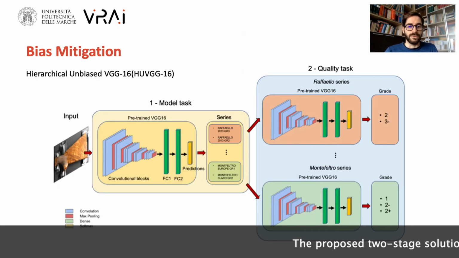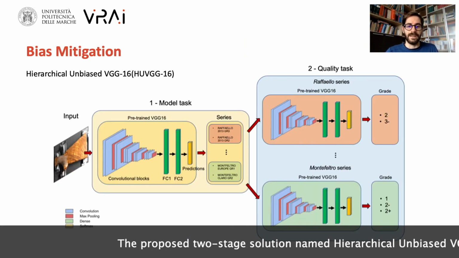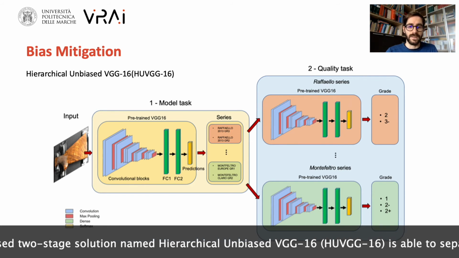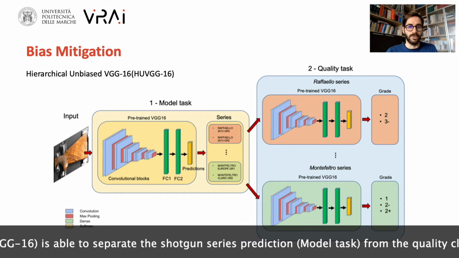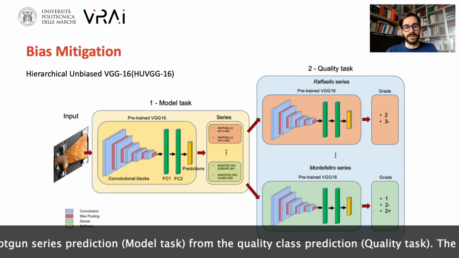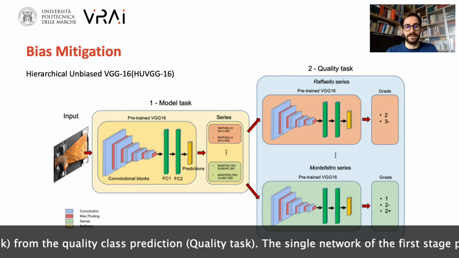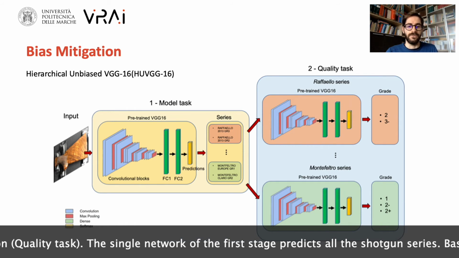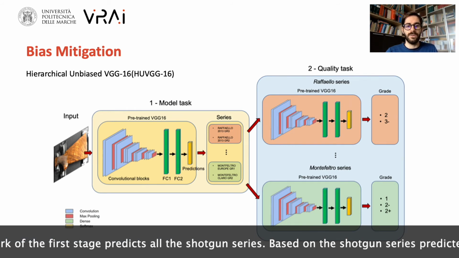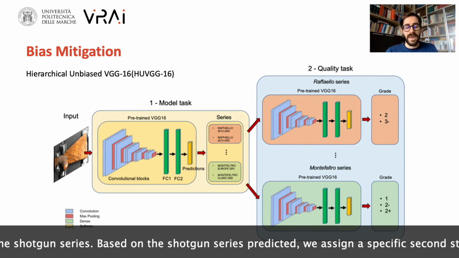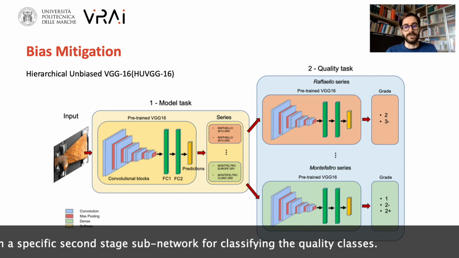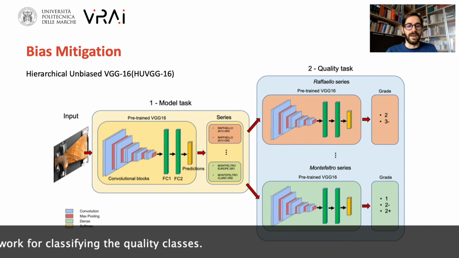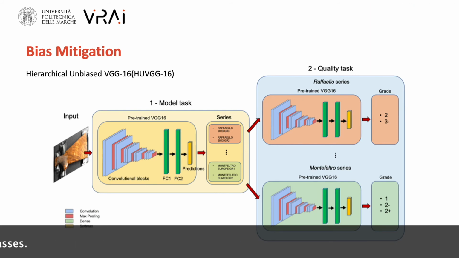The proposed two-stage solution, named hierarchical unbiased VGG16, is able to separate the shotgun series prediction task from the quality class prediction task. The single network of the first stage predicts all the shotgun series. Based on the shotgun series predicted, we assign a specific second stage subnetwork for classifying the quality classes.